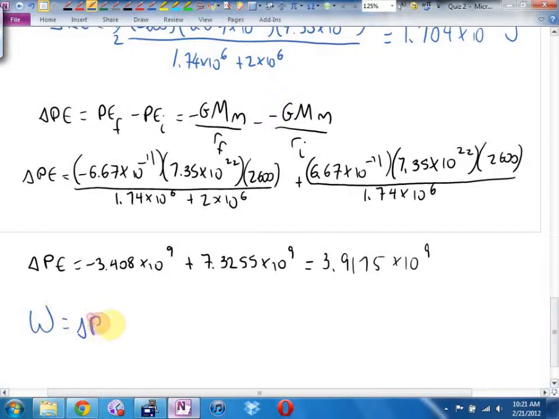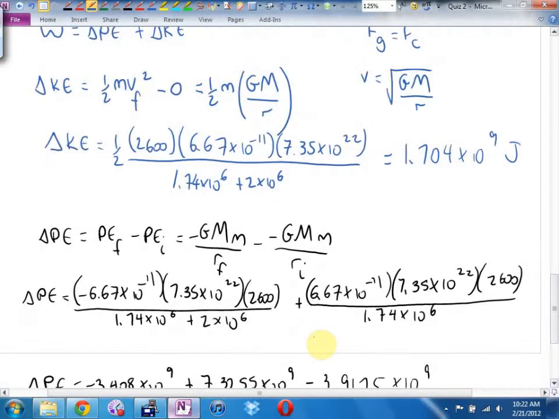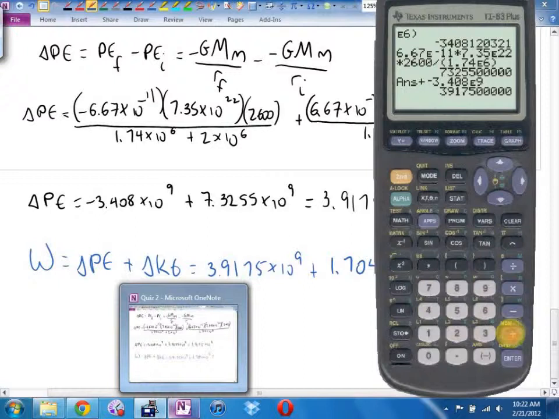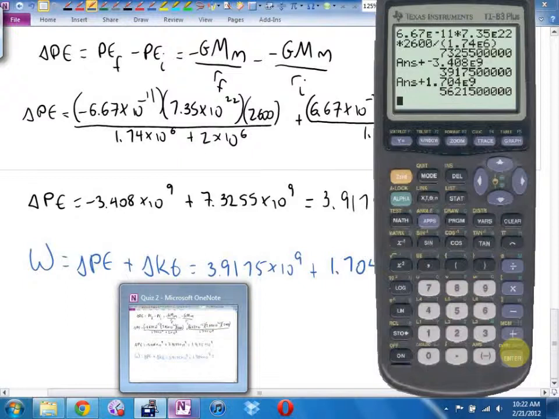Work is going to be the change in potential plus the change in kinetic. The change in potential is 3.9175 times 10 to the 9th, plus the change in kinetic, 1.704 times 10 to the 9th. Do you get 5.6 times 10 to the 9th?